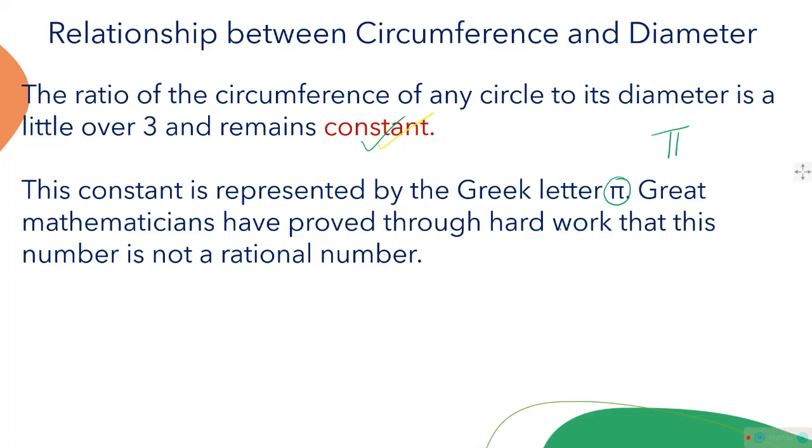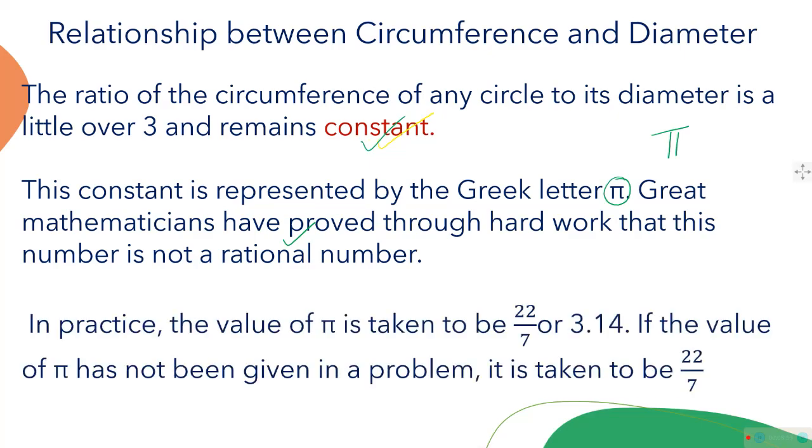And great mathematicians have proved through hard work that this number is not a rational number. Rational means... a non-terminating, non-recurring number we called irrational. So it is not a rational number, it becomes irrational. So this is an irrational number which we cannot accurately specify, but it is just above 3 and we have approximately taken it as 3.14. In practice it can be 3.14, 15, 16, it will stay in that area.